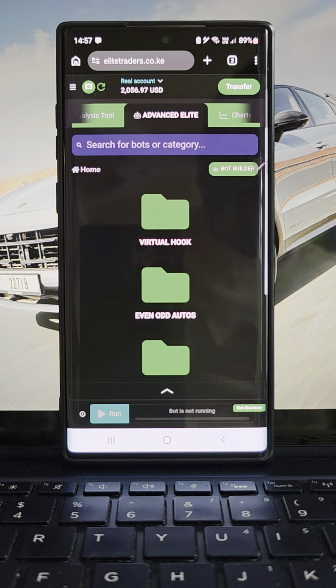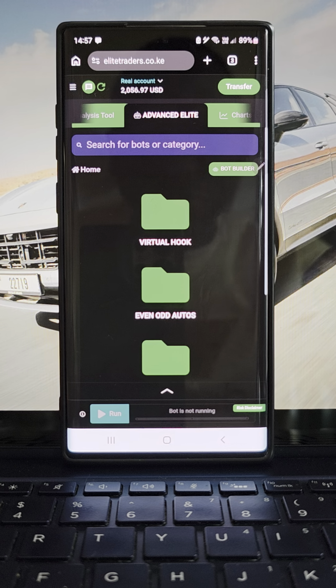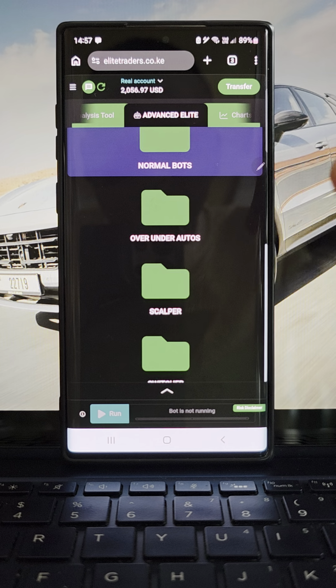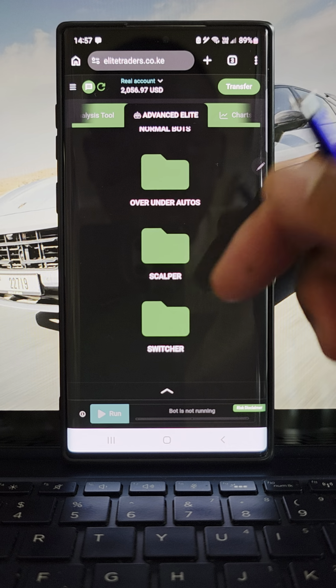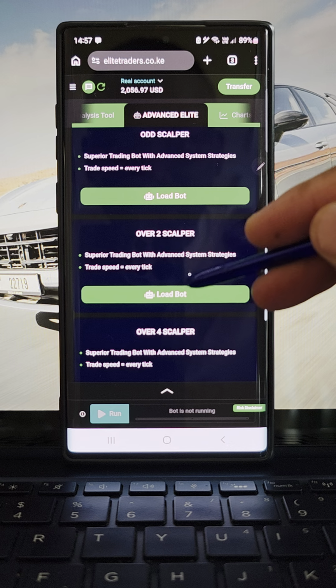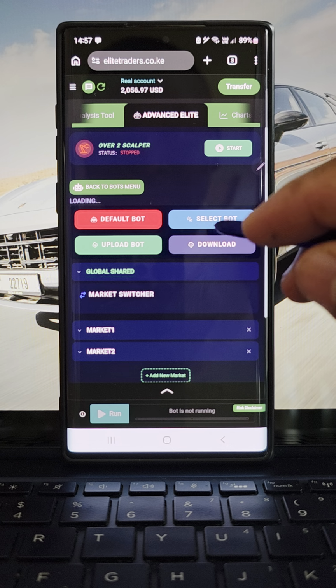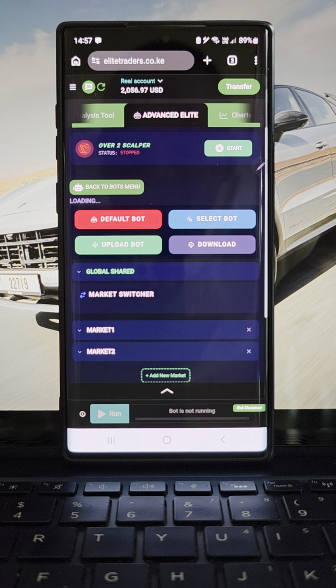So today we are starting from here. I want us to trade over 2 market. Just go to the advanced bots, then we have the scalpers. Then we'll load the over 2 scalper. Just load it like that. The next thing I'll do, that's how we do it for the new accounts.